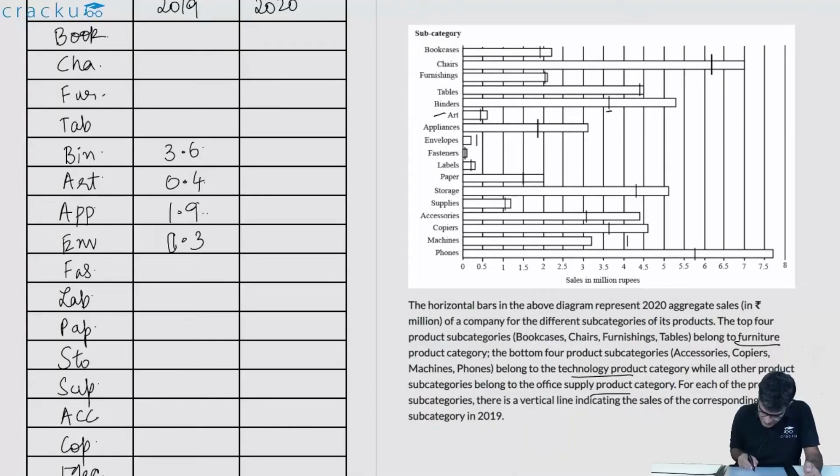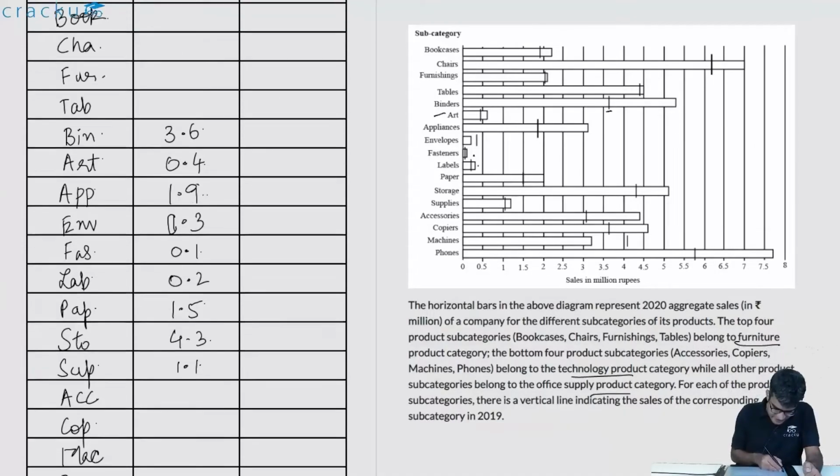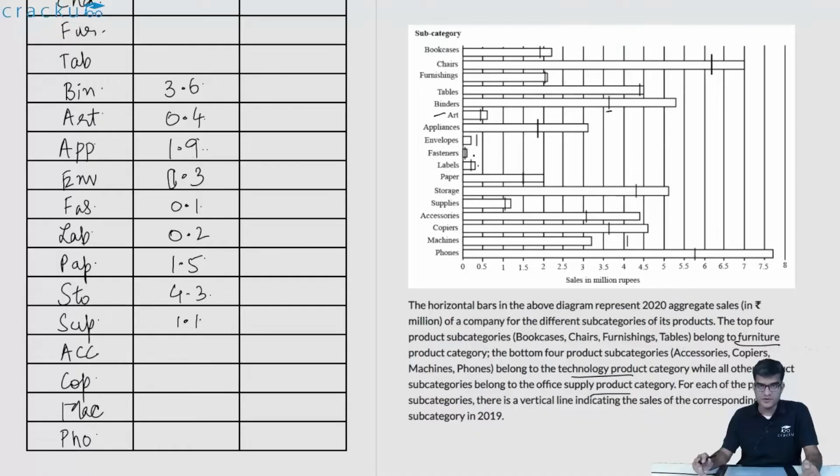Then fasteners over here is very small, we can give it 0.1. Labels over here is just slightly greater, maybe 0.2. Then we have paper, which is 1.5. Storage over here is 4.3. Then supplies over here is 1.1. The remaining bottom 4 belong to the technology products, so we'll ignore them.